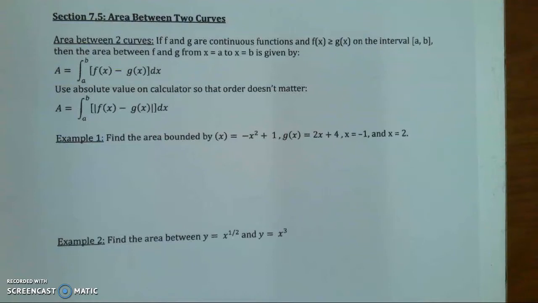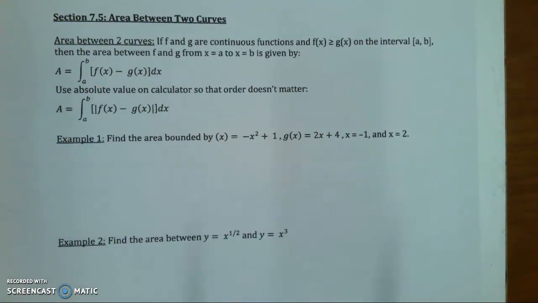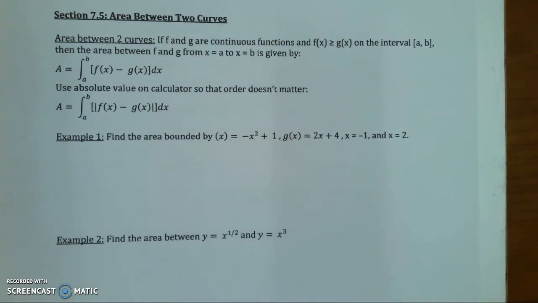In section 7.3, we're going to look at finding the area between two curves. As we saw in section 7.4, a definite integral will give me the area between a curve and the x-axis. But what if we have another function? So here we've got f and g as our two generic functions, and we're integrating from a to b.